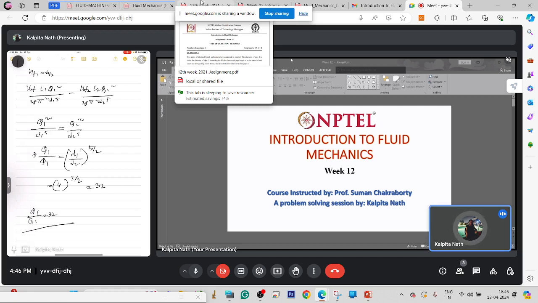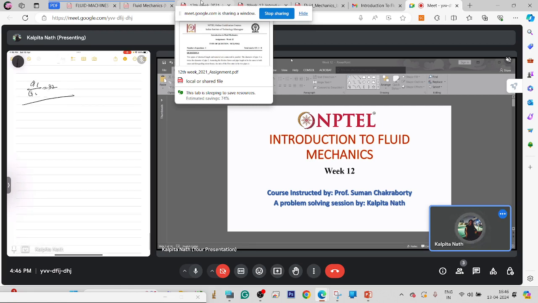Now the next question is, let's suppose there is another sudden expansion. So this is dB and this is dA, like cross section, like diameter of A and diameter of B. This is again LA and this is again LB, right?